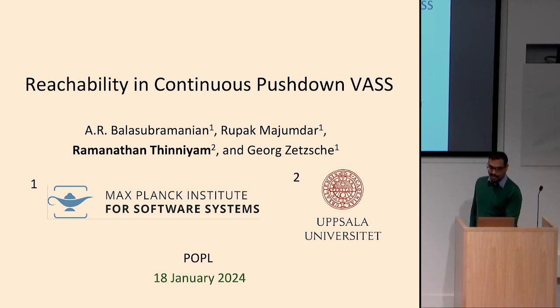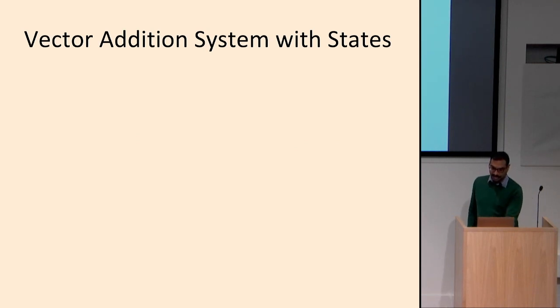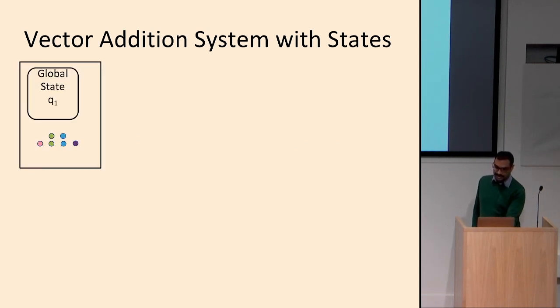So maybe I'll just go over the title bit by bit so that you understand what the problem is. Reachability in continuous pushdown VASS. To begin with, what are pushdown VASS? Before we go to pushdown VASS, maybe I'll talk about what VASS are. These are vector addition systems with states.